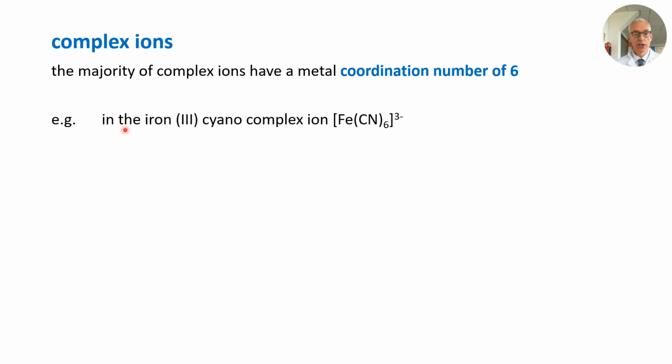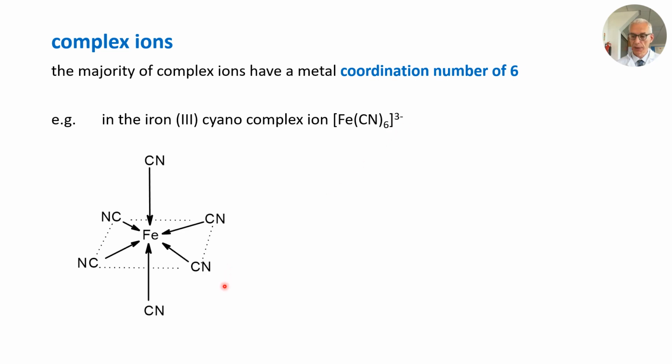So if we look at another example, it's an iron(III) cyano complex, and please note we don't include in the specification the naming of complex ions, so I won't go through the correct chemical name for this complex. However, we'll see that once again we've got 6 ligands. So we would expect a shape around the central metal ion, an octahedral arrangement of the cyanide ions.